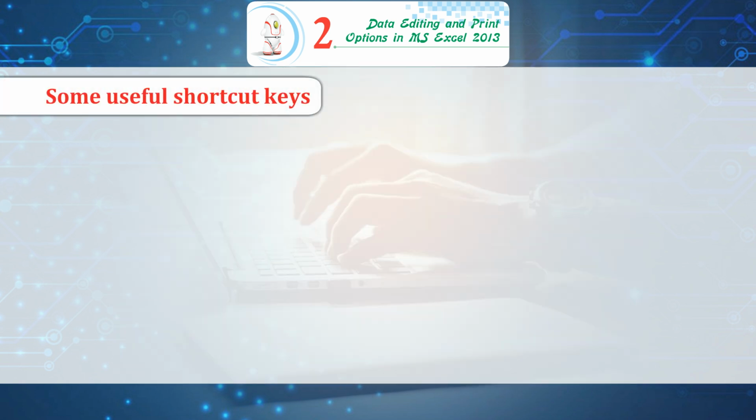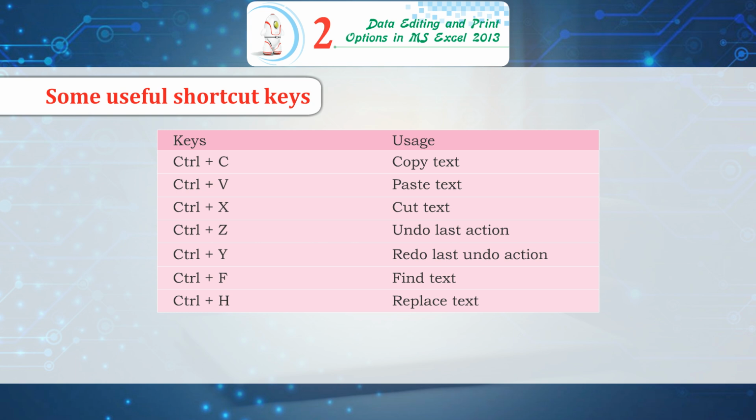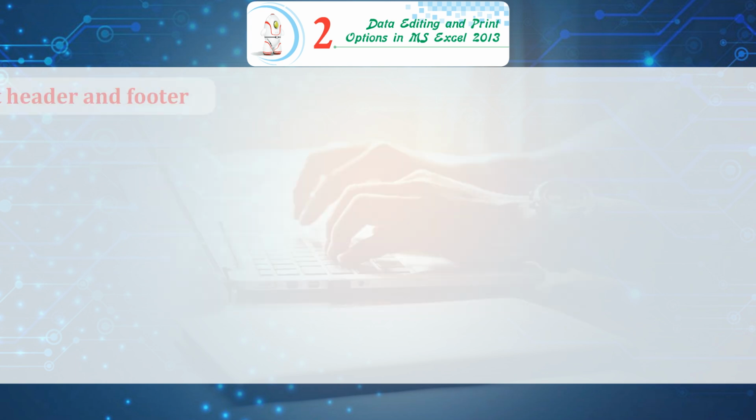Some useful shortcut keys. Keys usage. Ctrl+C to copy text. Ctrl+V to paste text. Ctrl+X to cut text. Ctrl+Z to undo last action. Ctrl+Y to redo last undo action. Ctrl+F to find text. Ctrl+H to replace text.